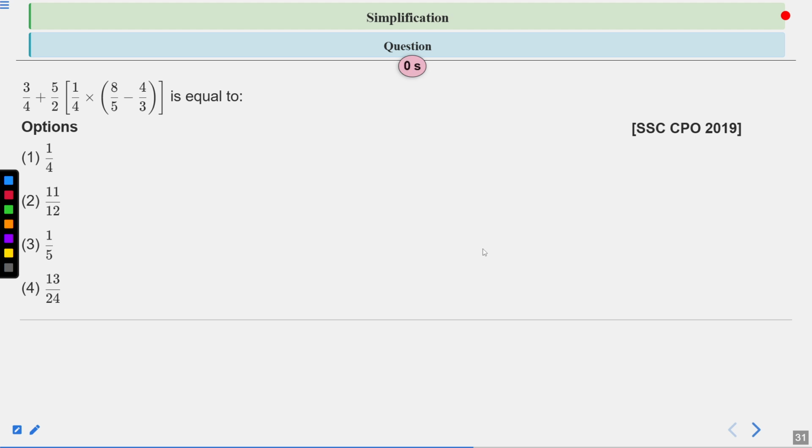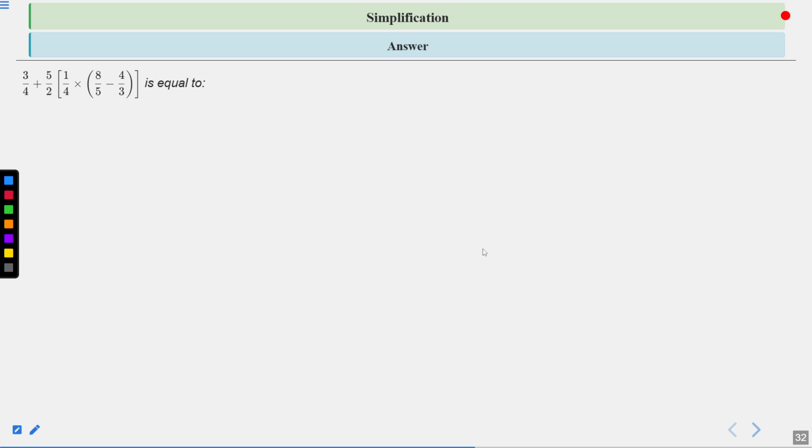Now time's up. Let's see the solution of this question. In this given expression, we simplify it by using the BODMAS rule and we get our answer. The correct answer of this question is the second one, which is 11 by 12. Now see the detailed solution using concept 3.3 in this question.